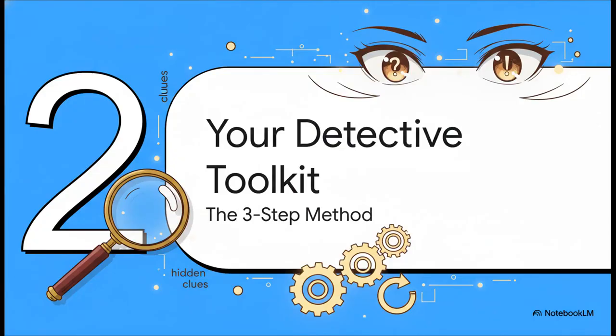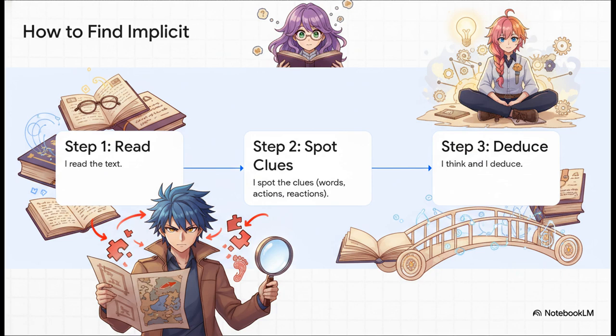So, the big question is, how do we find these hidden implicit clues? Well, you don't need a magnifying glass or anything like that. You just need a method. And I'm going to give you a super simple 3-step detective toolkit that, believe me, works every single time. Here it is. It's this easy. Step 1, you read the text. Obvious enough, right? Step 2, you spot the clues. You're looking for important words, actions, anything that stands out. And finally, step 3, you deduce. This is where you put it all together and ask, okay, based on these clues, what is the author trying to tell me without actually saying it? Read, spot, deduce. That's the whole game right there.